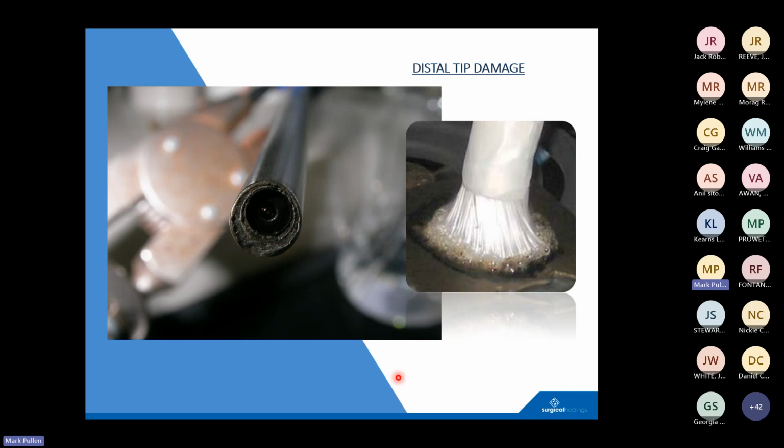Here we can see some more distal tip damage. So it's the end of the scope here. This has obviously been burnt by something or other, but again we can see the light fibers have gone completely black and receded. So this scope would have to be fully exploded, taken apart, and completely refibered.